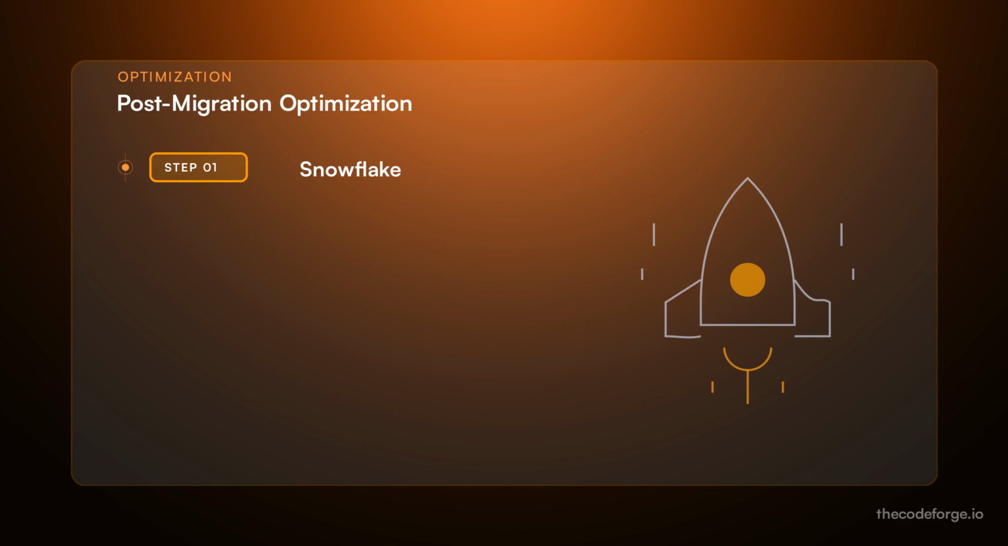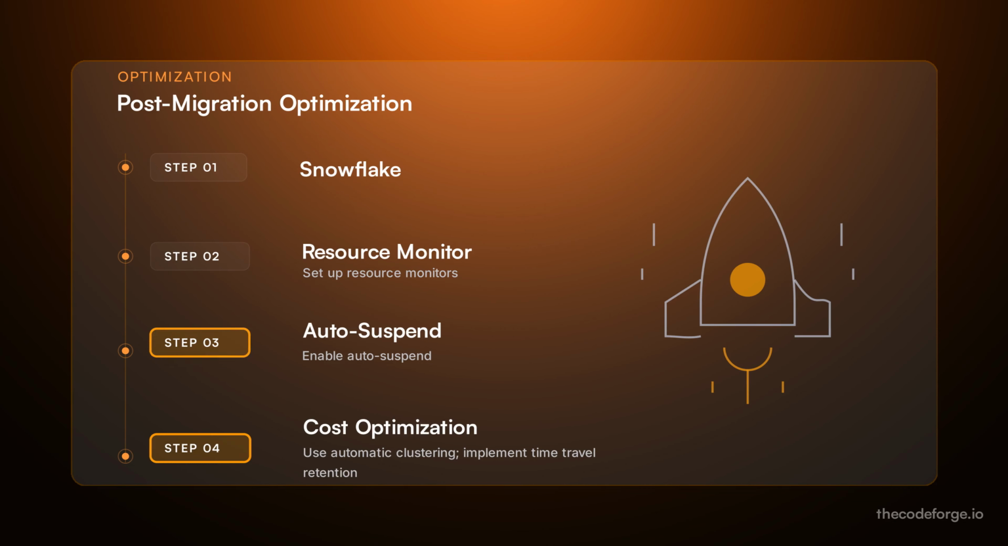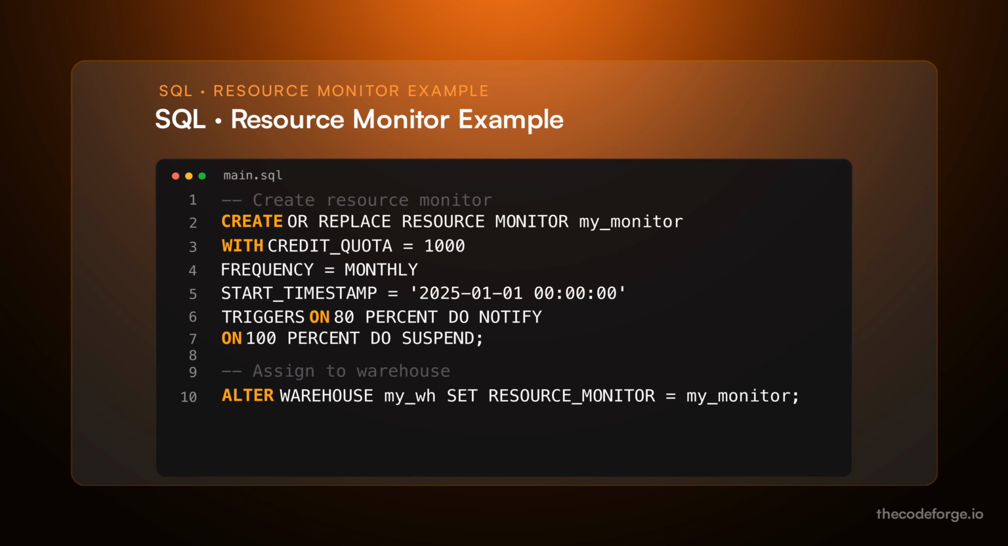After migration, optimize for cost and performance. Set up resource monitors, enable auto-suspend, use automatic clustering and materialized views, and don't forget to implement time travel retention. Create a resource monitor with a credit quota, then set triggers to notify at 80% and suspend at 100%. Assign it to your warehouse to enforce the limit automatically.